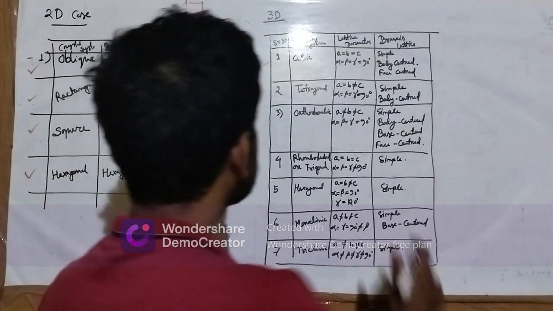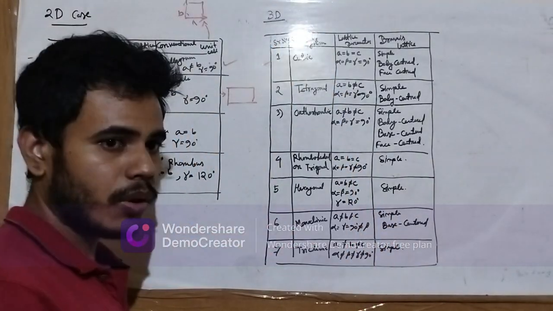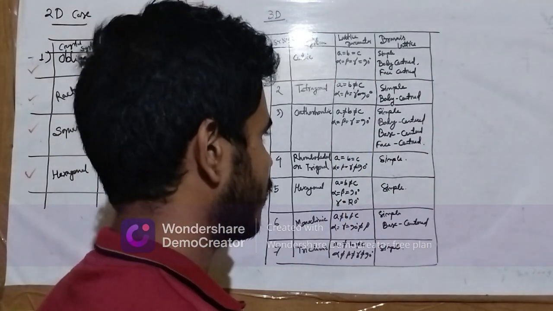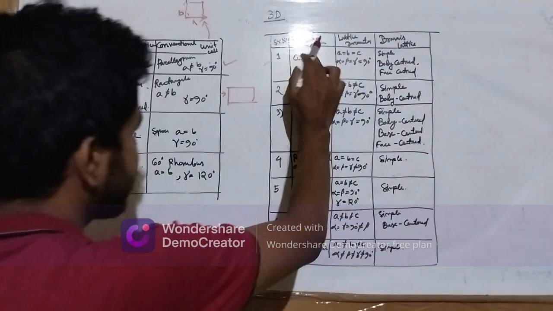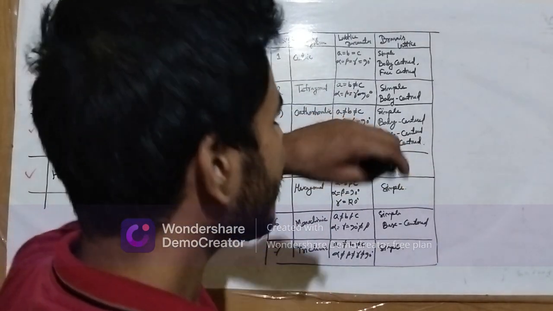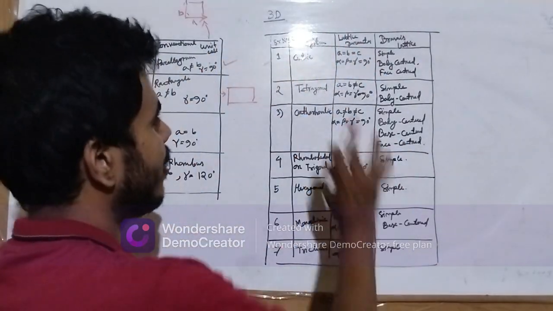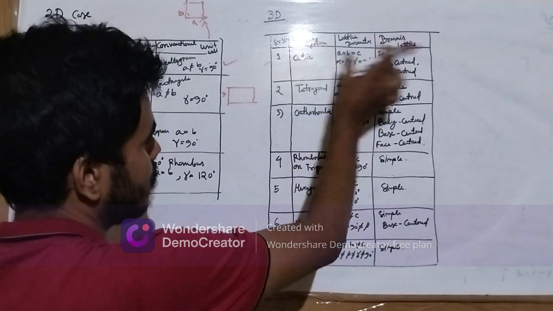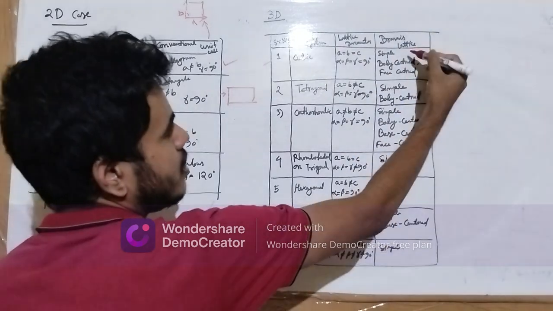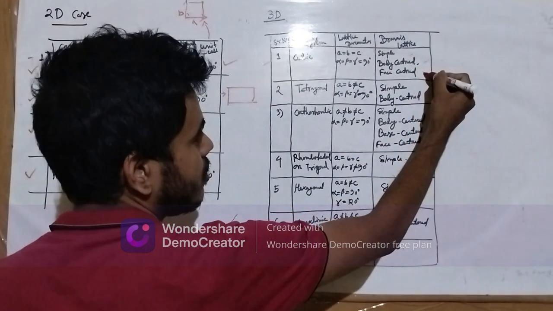So here we move to the 3D case. For the 3D case, 14 types of Bravais lattices are found, and there are 7 types of crystal system. You may find it a little confusing, 14 types and 7 types. Why does this happen? Because of the Bravais lattice: look here, simple, body center and face center.